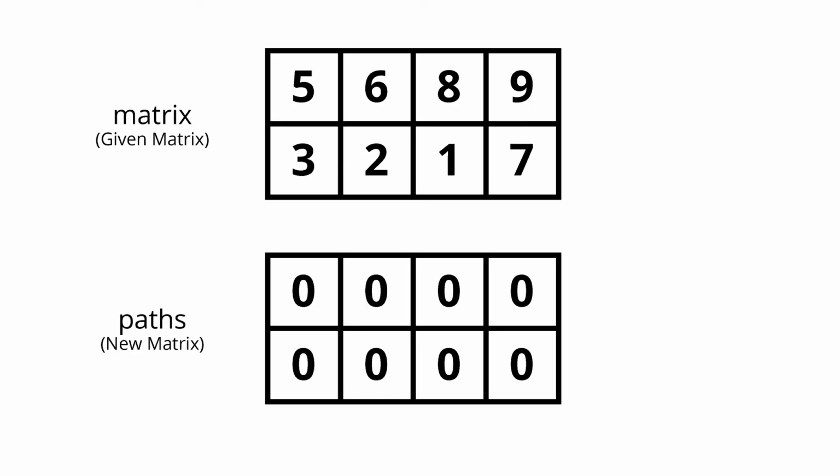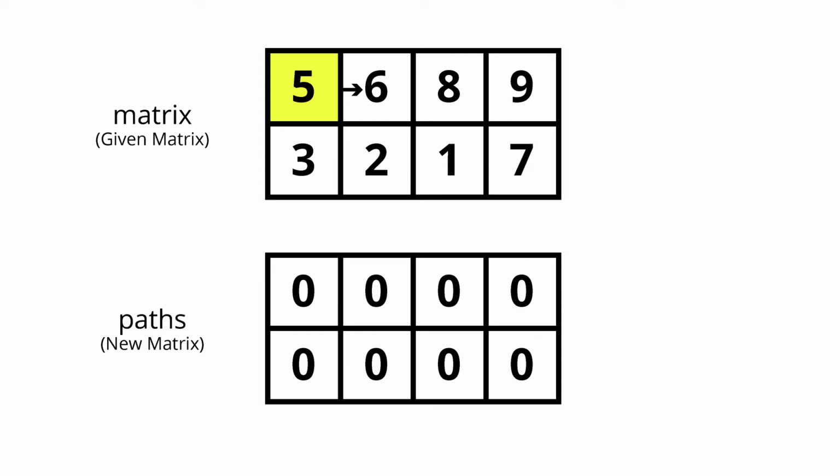So what we will do is, for each cell in the given matrix, whenever we are finding out the longest increasing path for each cell in the matrix, we will store the result in the corresponding cell of a new matrix for future use, and we will call this new matrix paths. For example, for the first cell 5, in order to form a strictly increasing path, we can only choose one direction, that is towards the right.